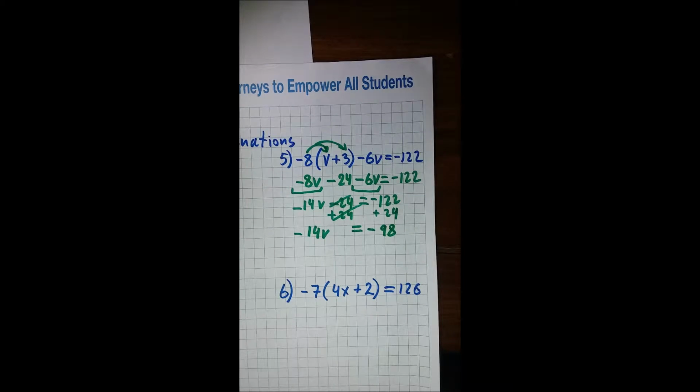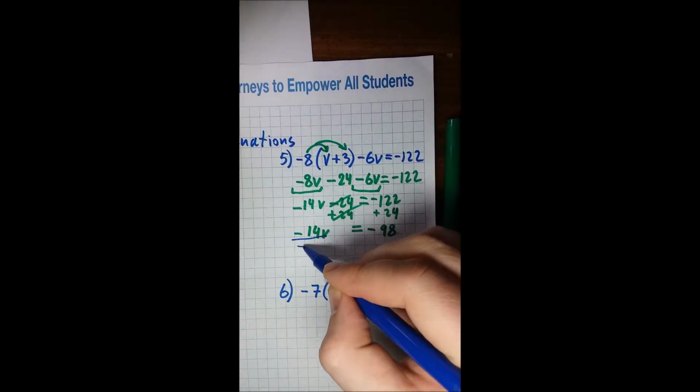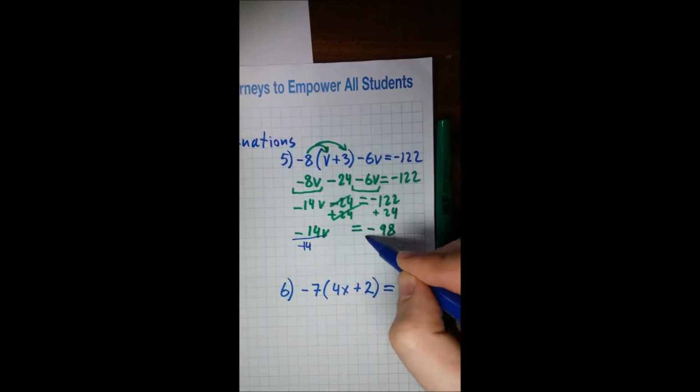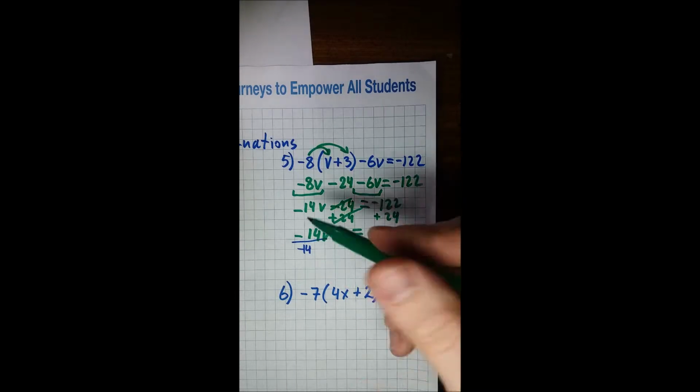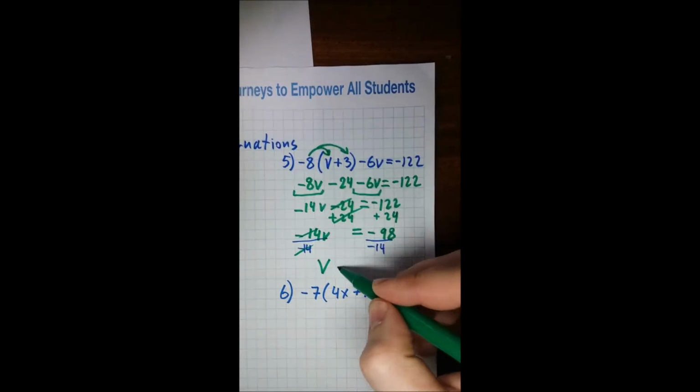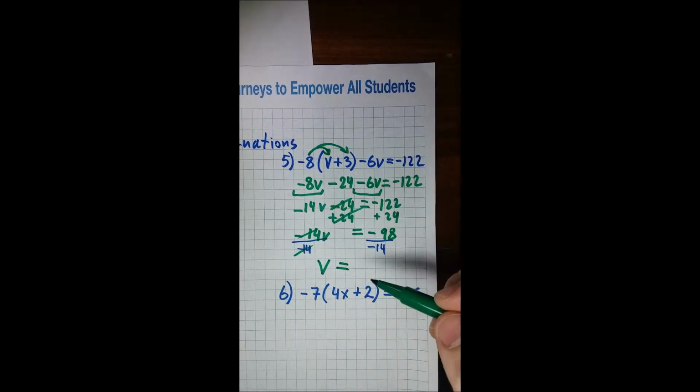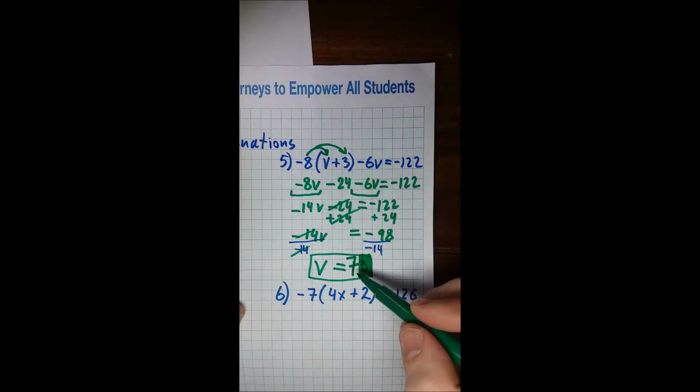Then what you're going to do is divide both sides by, I'm going to use a different color here, negative 14, okay? Divide both sides by negative 14. So you get the answer. These two cancel out. v equals a positive number. v equals 7.